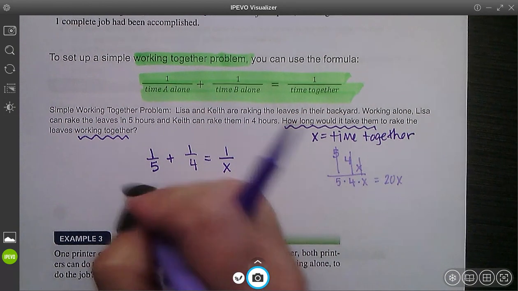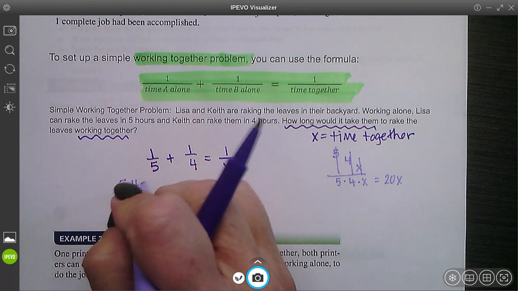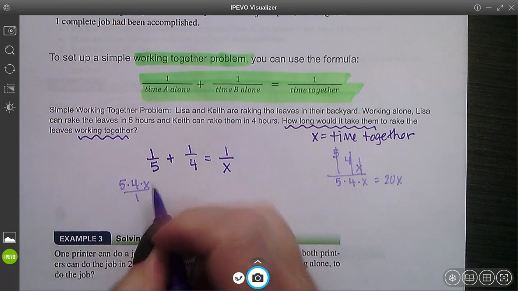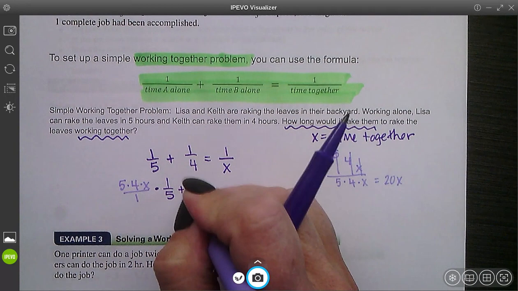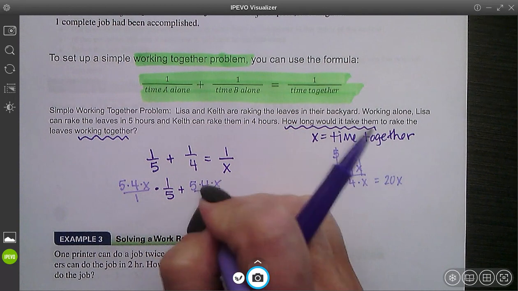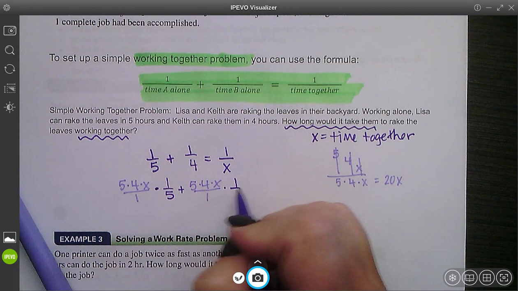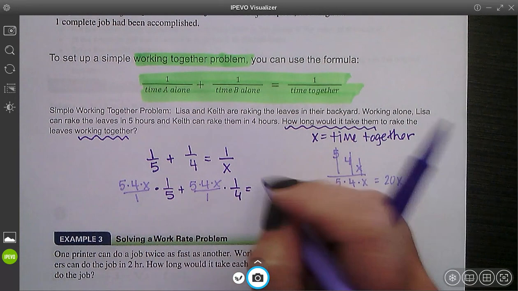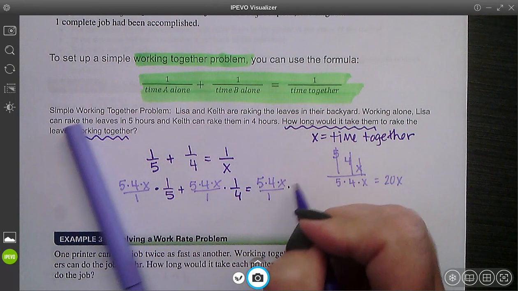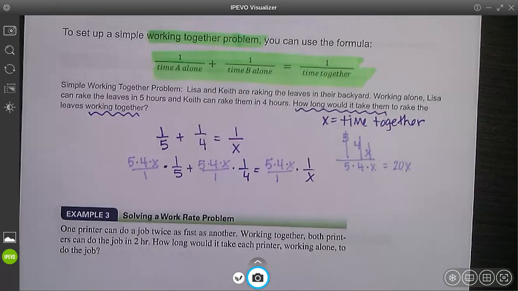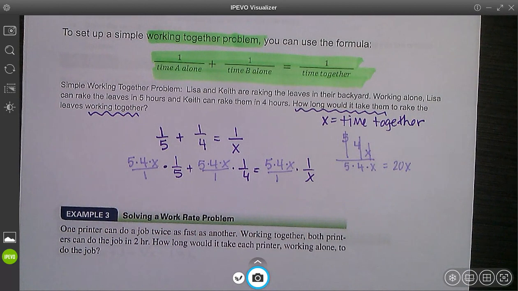Take your pick. If you do 5 times 4 times x over 1, then you can really quickly see what's going to cancel and what's going to stay. Just remember to do each term. Don't leave any of them off. Okay, all right, and then we are going to cancel what we can.